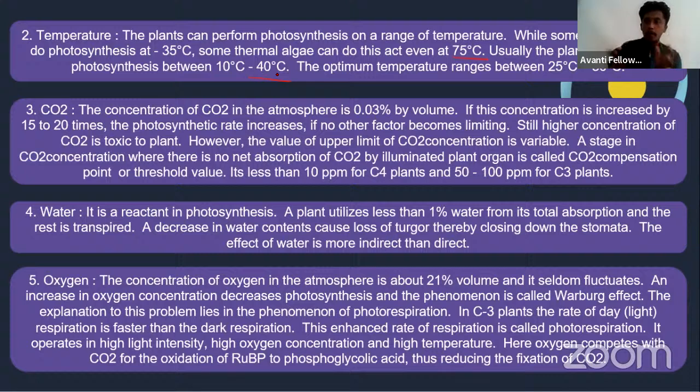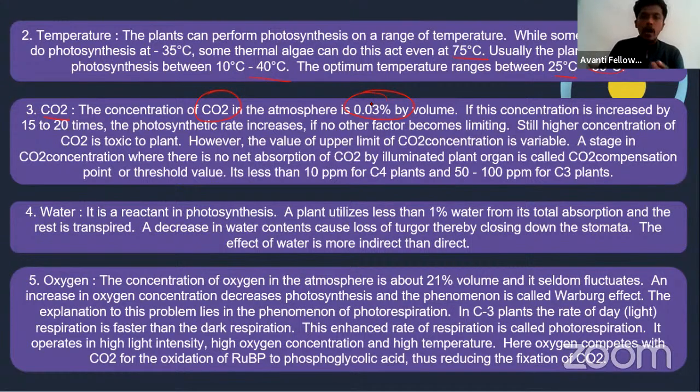Next, coming to another factor, that is carbon dioxide. Now tell me, for the entire photosynthesis, carbon dioxide is very, very important, right? Why? Because we know that the end product of photosynthesis is glucose, and carbon dioxide is what contributes to the formation of glucose. In our atmosphere, the carbon dioxide volume is very, very less. Usually the concentration is increased 15 to 20 times during photosynthesis within the plant. Higher concentrations of carbon dioxide are toxic to plants, but they can withstand up to a certain level.